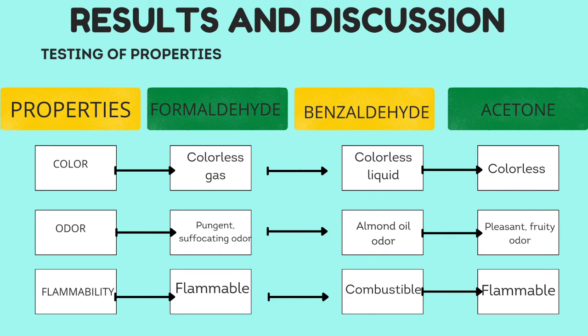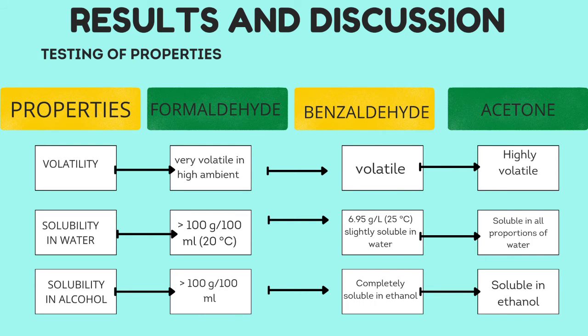Moving on to benzaldehyde. Benzaldehyde is a colorless liquid and it has an almond oil odor. It is combustible and volatile, as you can observe in the table. It has 6.95 grams per liter at 25 degrees Celsius, which is slightly soluble in water. It is also completely soluble in ethanol.